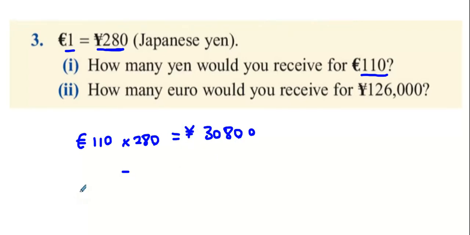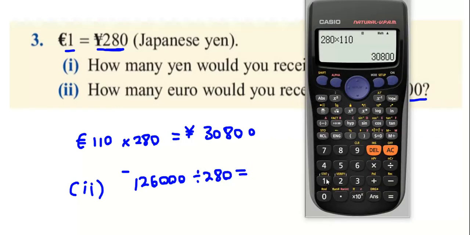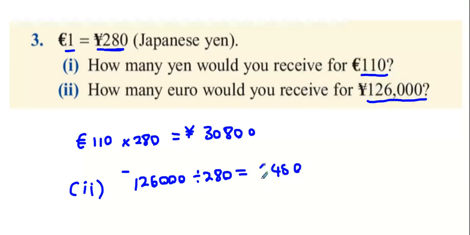Now next, we're given a value in yen, which is 126,000, but the number will be a lot less in euro. So we have two choices. We can multiply it by 280 or we can divide it by 280. I'm going to divide it by 280 because the number should be smaller when you convert it into euro, which as we expect, €450. Okay.